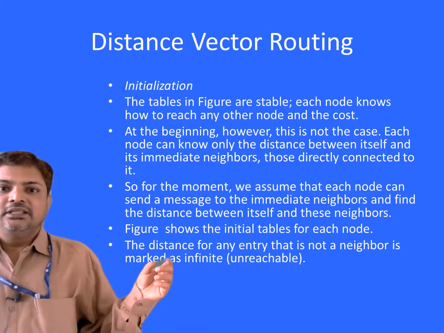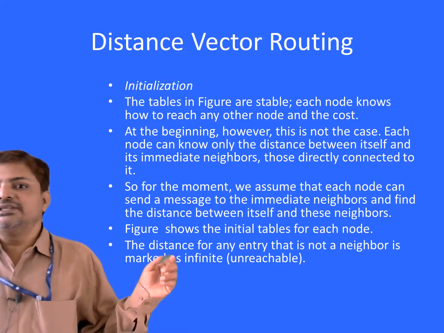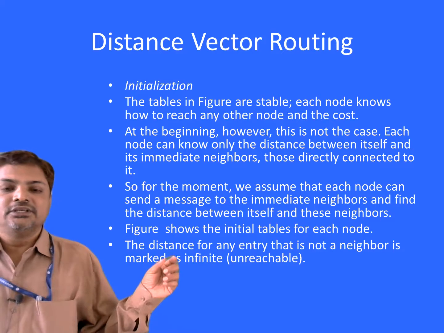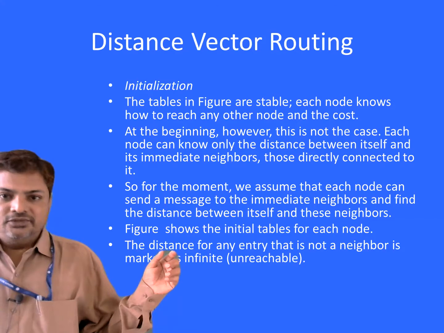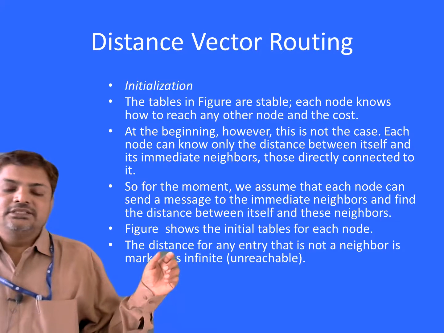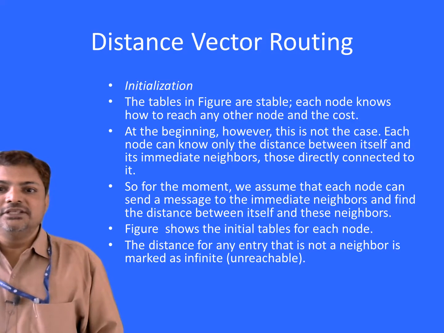Each node can know only the distance between itself and its immediate neighbors, those directly connected to it. But for the nodes which are connected through other nodes, we don't know how much distance it takes. So for the moment, we assume that each node can send a message to the immediate neighbor and find the distance between itself and these neighbors.